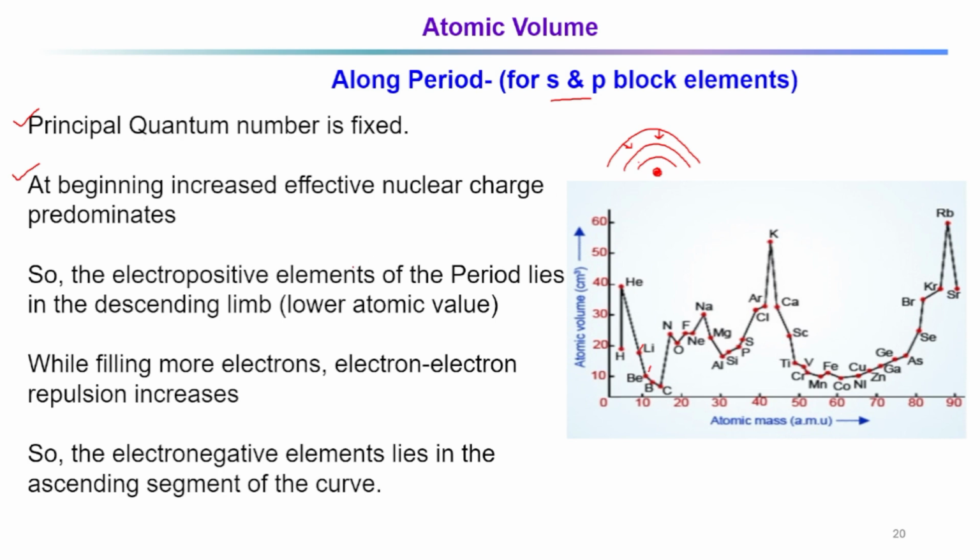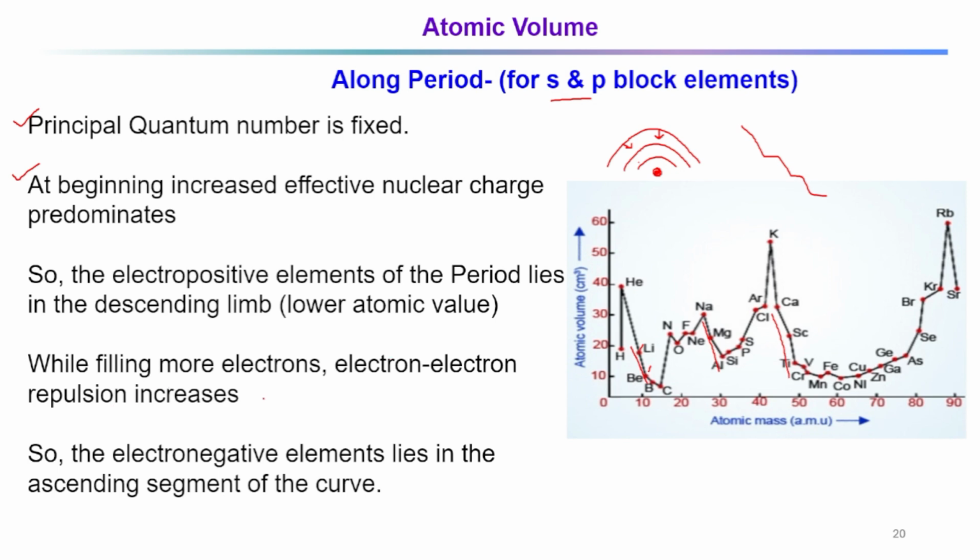And in the case of electropositive elements, as more and more protons we are putting, the volume is decreasing, again decreasing, again decreasing. That's why the electropositive elements lie in the descending limb. So these limbs in this graph are called the descending limbs. You can see here, these are the descending limbs. So the electropositive elements lie in the descending limbs.